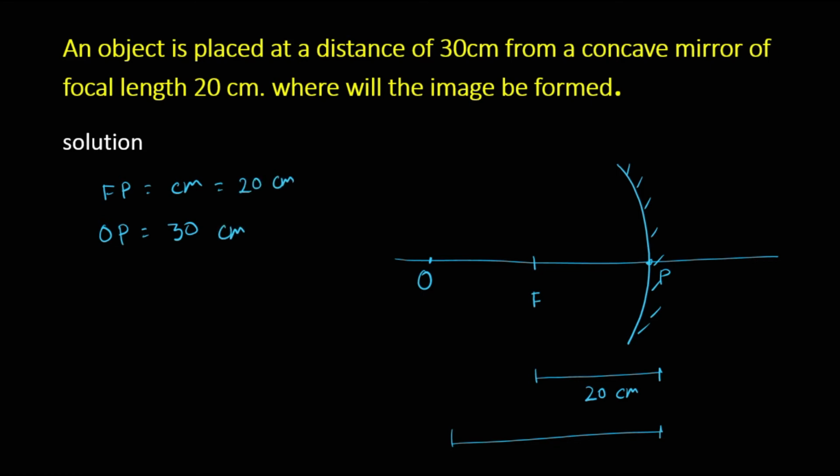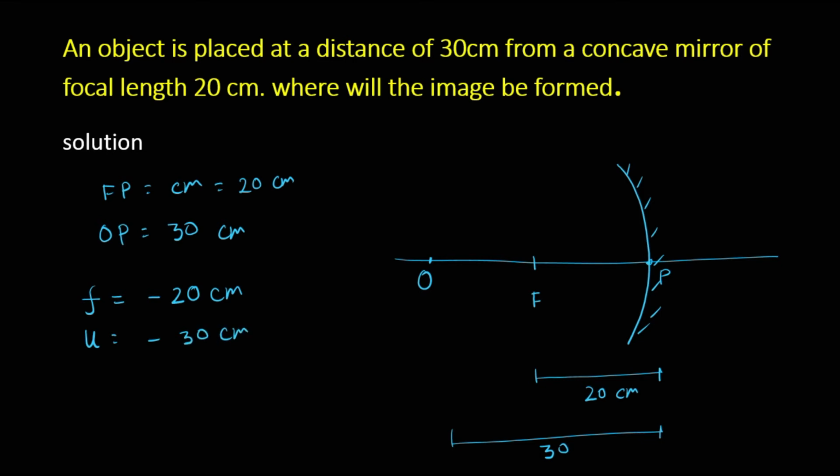Now by using the sign convention, we can write the focal length, that is small f, is equal to, since the focus is to the left of the pole of the mirror, this is negative as per the sign convention. So we can write here f is equal to minus 20 cm, and the object distance u is also on the left side of the mirror, so this is minus 30 cm.